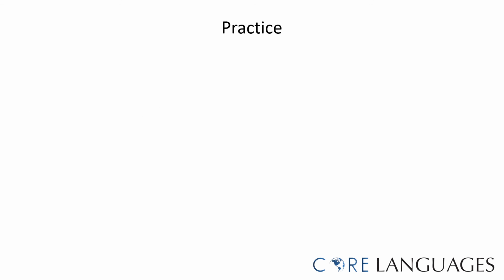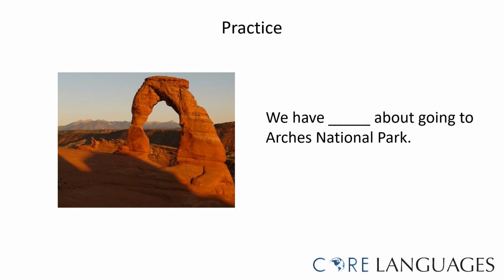And how about this sentence? Try to choose the correct past participle to complete the sentence in the present perfect. We have talken about going to Arches National Park, or we have talked about going to Arches National Park. The participle of the verb to talk is talked. We have talked about going to Arches National Park.